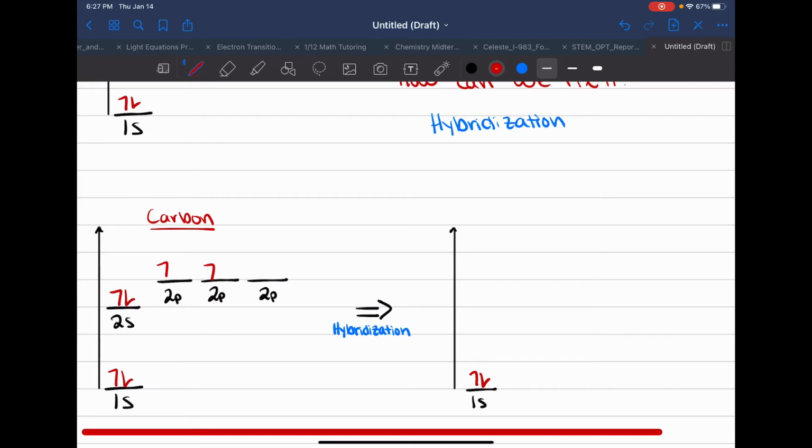However, everything else that is called the valence electrons, the things that are not a part of the core, are going to go into this hybridization mix. Okay?